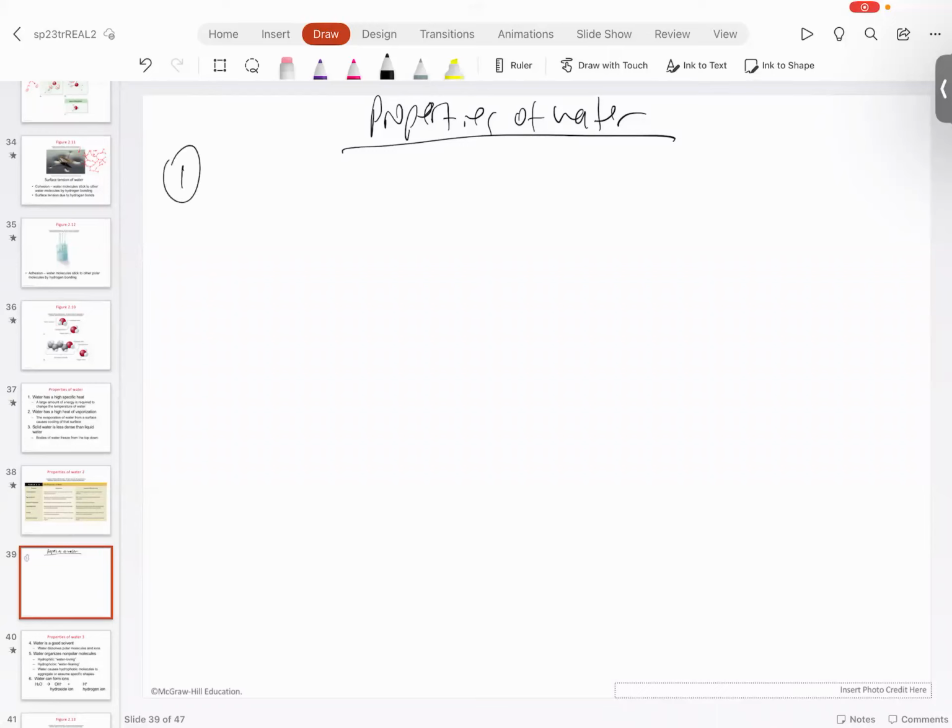Okay, so basically I like to put all the properties of water in one place so that you're going to have an easy place to go to.